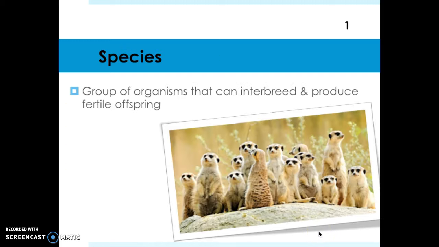So we already learned this in our ecology unit, but a species is a group of organisms that can interbreed and produce fertile offspring. So as you see here, these are all meerkats, and one meerkat can reproduce with another meerkat to produce a fertile meerkat offspring. But we know sometimes that this isn't always the case. So there are some exceptions, like a lot of things in biology.